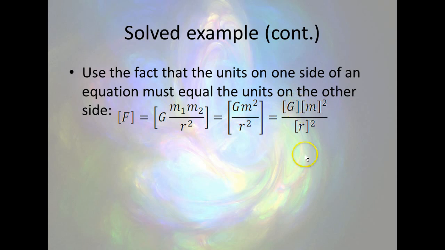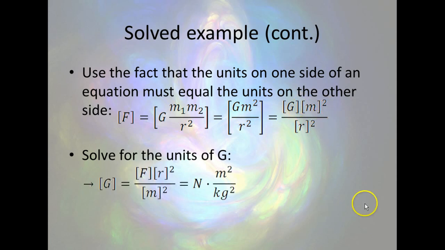So what we'll do now is solve for the units of big G. Remember, when you have brackets around something, that means the units of the quantity. So we'll multiply both sides by [r] squared, divide both sides by [m] squared, and that will solve for the units of big G. And now we're ready to plug them in. The units of force are newtons, the units of r are meters, and it's [r] squared, so we have meters squared, and the units of mass are kilograms. So we get newton meters squared per kilogram squared.